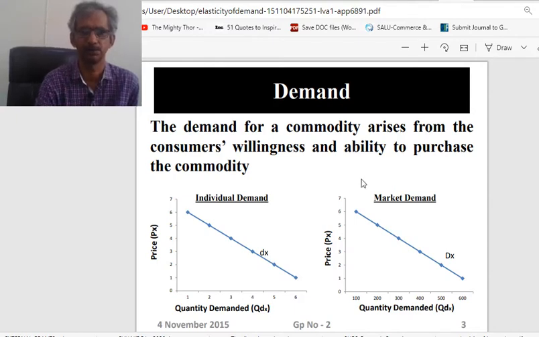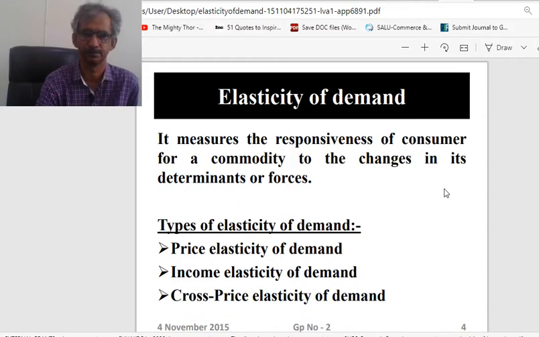So the demand for a commodity arises from the consumer's willingness and ability to purchase the commodity. From these pictures you can also see the individual demand and the market demand. Vertically the price, horizontally the quantities, and market demand is the summation of all individuals' demands.